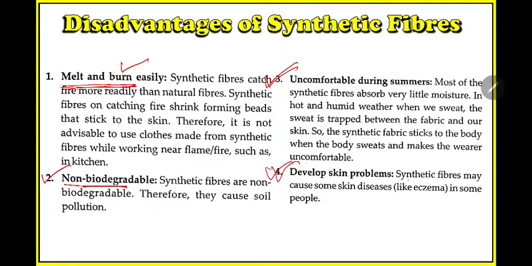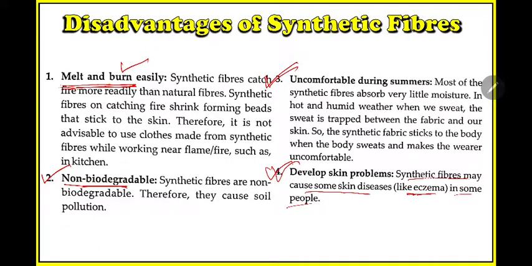Develops skin problem. Synthetic fibers may cause skin disease like, okay, eczema. Sorry, my mistake. Actually, the text is small, so I can't see. I'm teaching from a phone. Eczema. Okay, eczema is a kind of disease which happens when you wear some clothes through which air cannot pass. Okay, that means when in your body sweat is there, or this sweat is not drying up. Okay, your body is constantly wet for a long period of time. So this type of disease comes. It is eczema. So synthetic cloth is also leading you to some diseases.